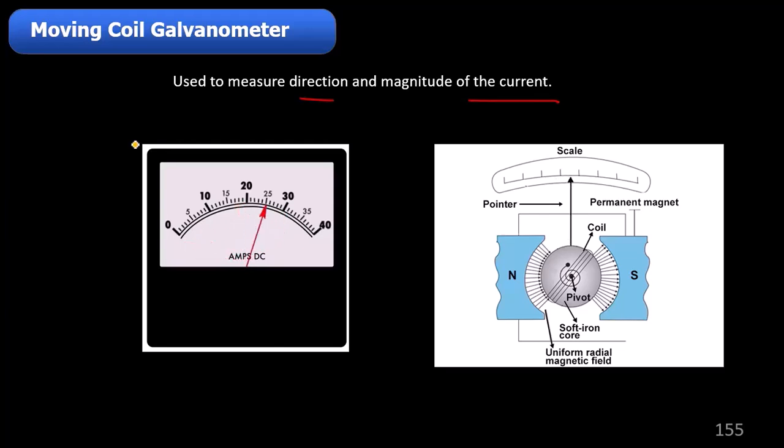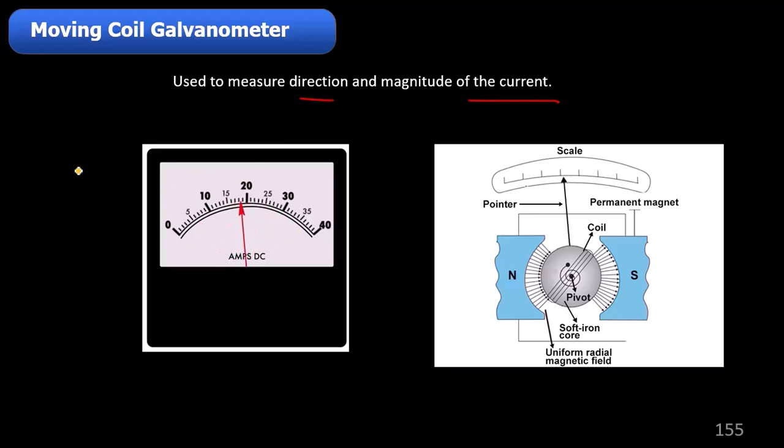should not be any kind of oscillation. Small oscillation is there, ultimately it becomes stable. But for AC, if I allow the AC current to be measured, the AC current cannot be measured using this moving coil galvanometer. So for that measurement, I should use the hot wire instrument.